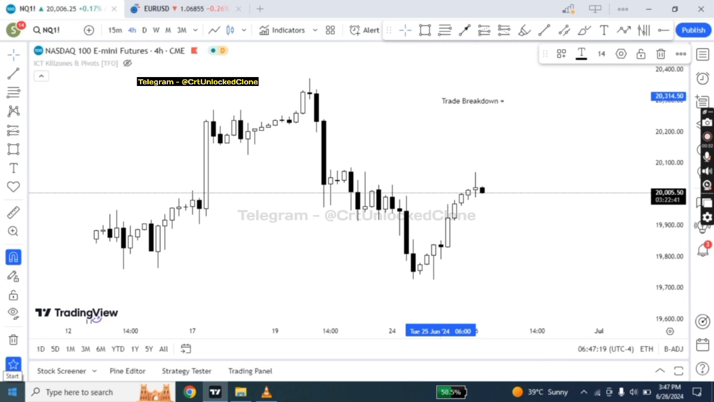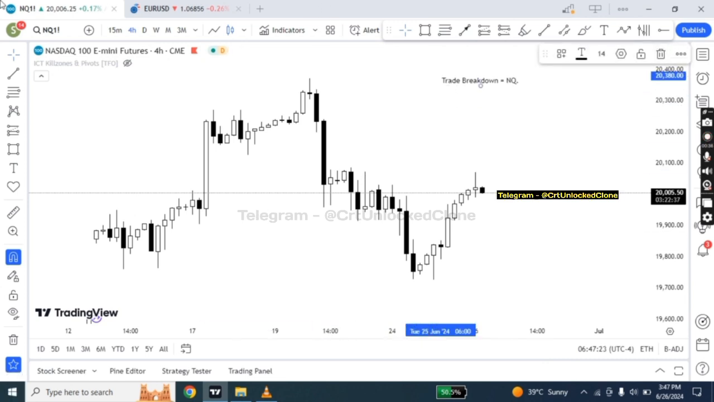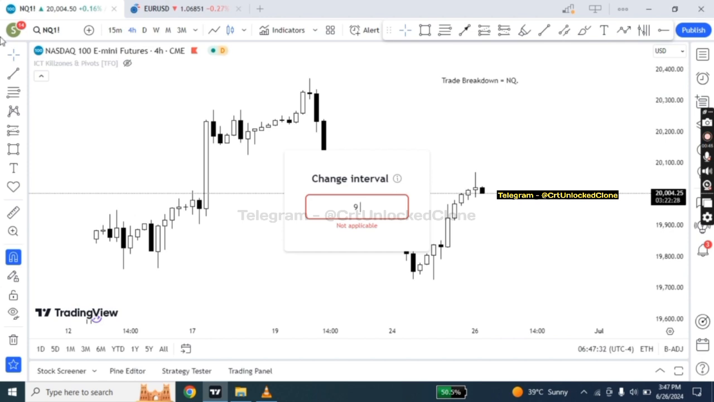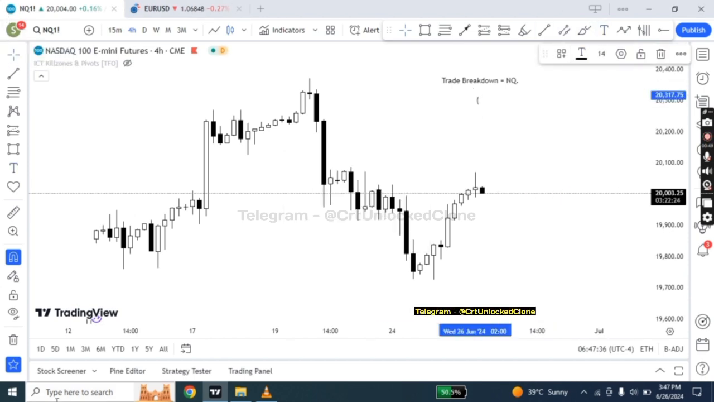Now this breakdown is going to be on the Nasdaq. Some of you suggested that I should also break down some trades on indices. So here it is. This trade was specifically based around the 9am model. This is one of the top CRT models along with the 3am model. We'll discuss both of these models in the upcoming future in CPI. But first, let's get into the breakdown.